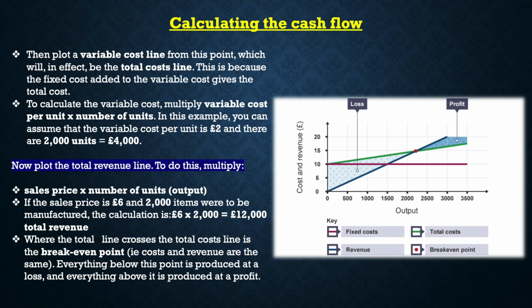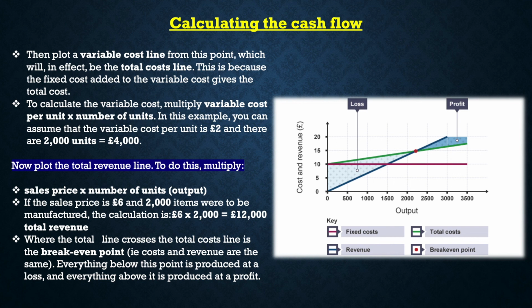To calculate the variable cost, multiply variable cost per unit times number of units. In this example, you can assume that the variable cost per unit is £2 and there are 2,000 units, equals £4,000. Now plot the total revenue line. To do this, multiply sale price times number of units. If the sale price is £6 and 2,000 items were to be manufactured, the calculation is £6 times 2,000 equals £12,000 total revenue. Where the total revenue line crosses the total cost line is the break-even point.